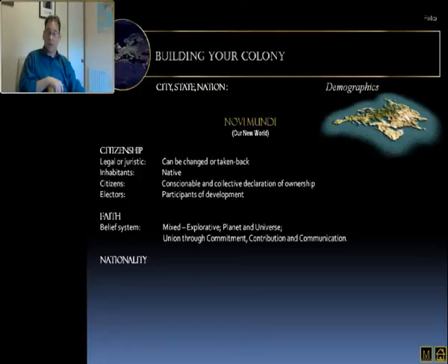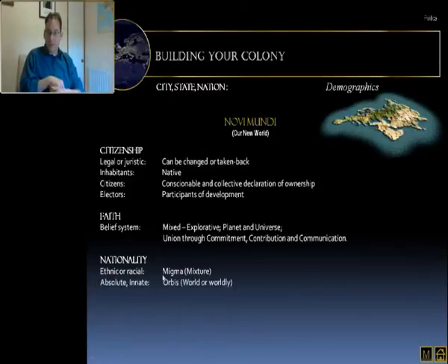Have a look at our nationality. So what we're going to call ourselves is ethnic or racial. In this case, again, we use some of the actual Latin terms. We're going to call it migma, or mixture, a mixture of nationalities. But absolute or innate, we're going to play with a worldly approach because of our mixed and explorative nature, and planet and universe, and our mixed culture. We just call ourselves, as in, Orbis.